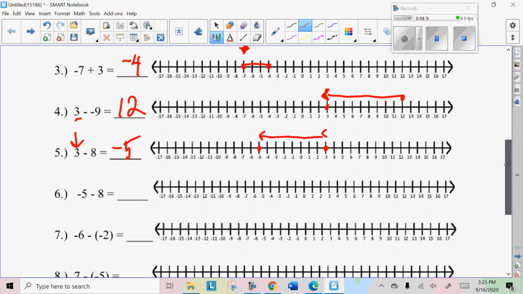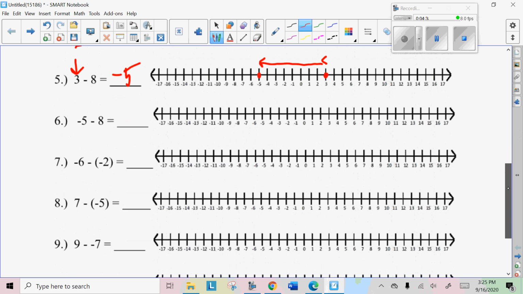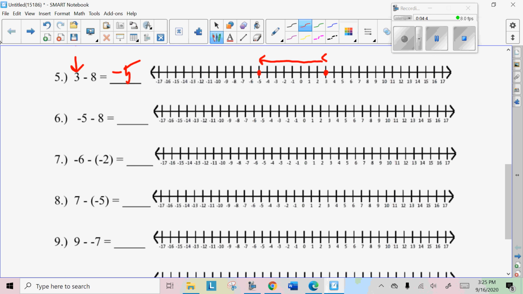All right. Go ahead, you make the arrows and you do the next 4 problems, then you can check back and see if you got them.